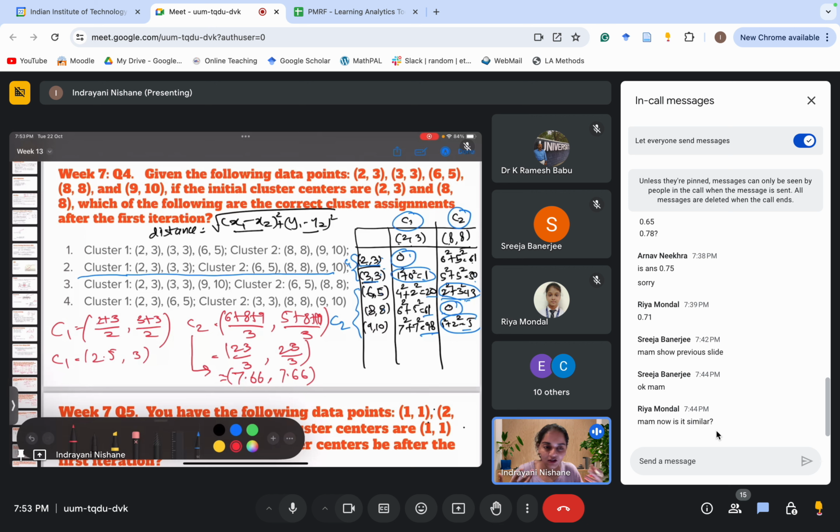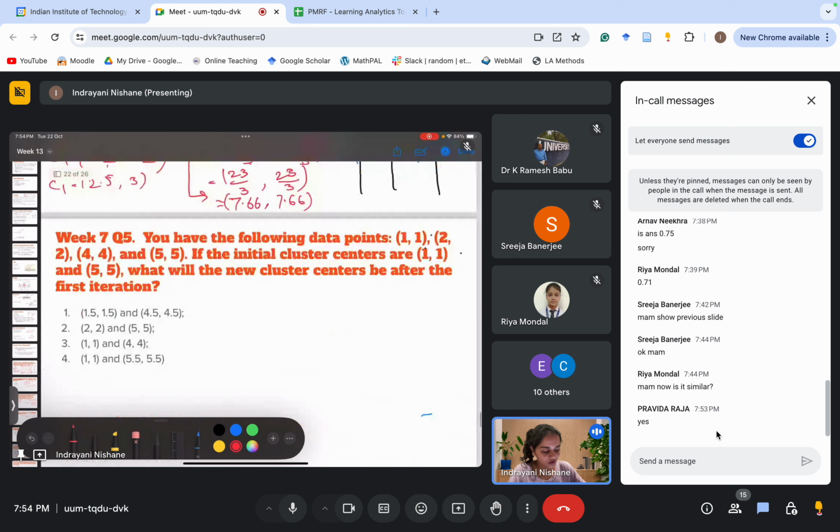So for computing a centroid, you average all the points which belong to that particular cluster. Here there were just 2 points, so we divided it by 2. Here there are 3 points, so we divided it by 3. Very simple logic. Okay, can I move ahead? Okay, great. So let's move on to the next question.